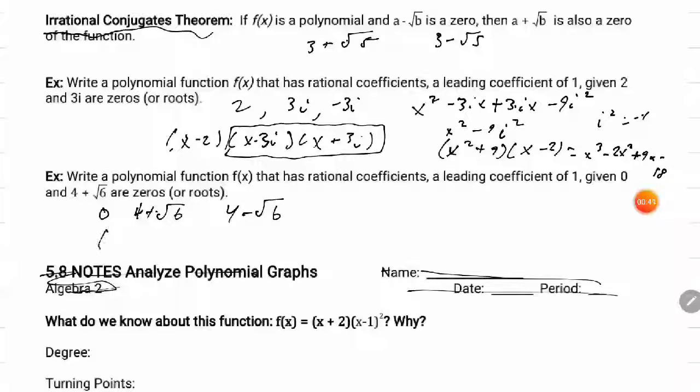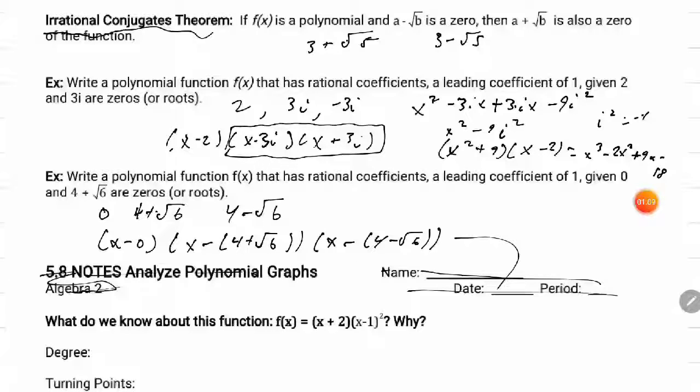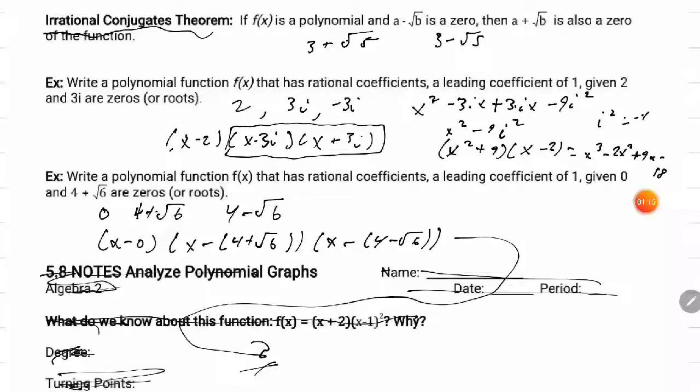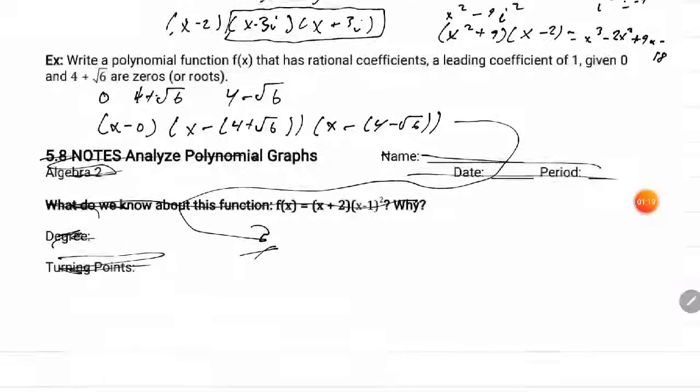So I'm going to have x minus 0, which is just x. And then we have x minus 4 plus square root of 6, and then we have x minus 4 minus square root of 6. So I'm going to work down here somewhere, so I can have some more space.